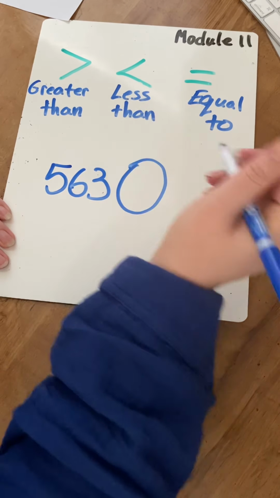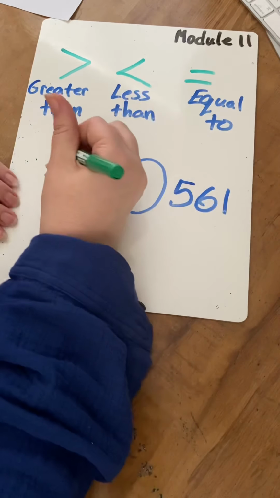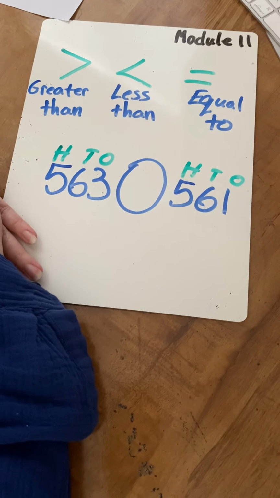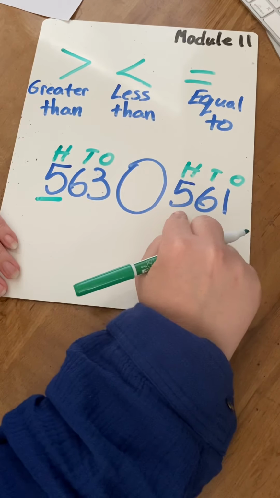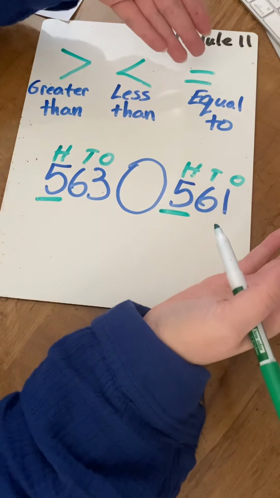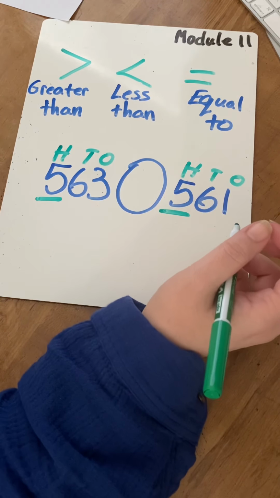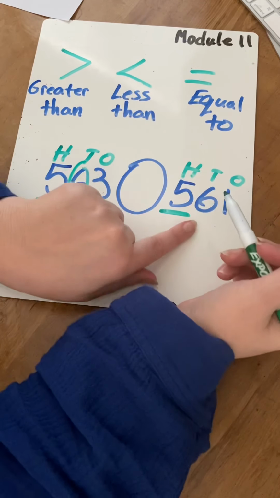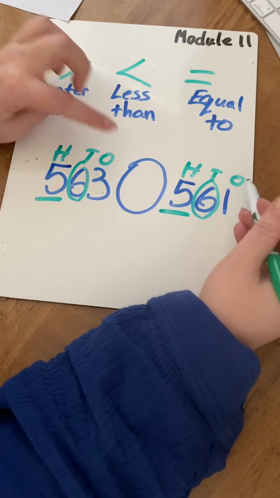Okay, let's write another one. 563 compared to 561. Okay, put your HTO on. HTO. And where are we going to start? In the hundreds. My hundreds over here, 5. My hundreds over here, 5. Does that mean this number is equal? No, because we have to go to the next place value and check that, which is the tens. What's in the tens place over here? 6. What's in the tens place over here? Also 6. Uh-oh. Well, now we have to go to the ones place.